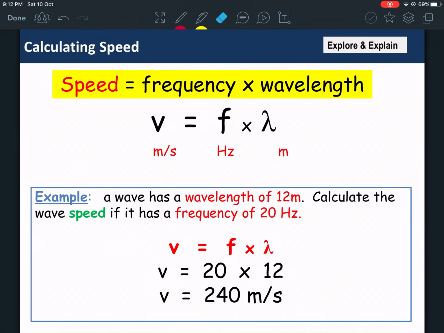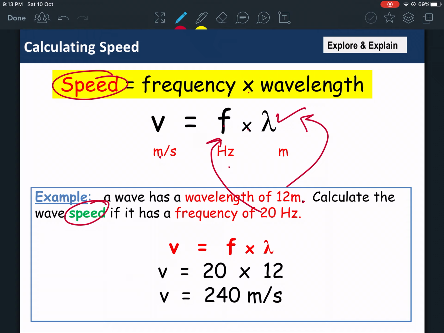So let's say I tell you to calculate speed. If I tell you to calculate speed, the formula is speed equals frequency times wavelength. So V equals F times lambda. Okay, and these are the units of measurement. This is an example of what you need to do. I tell you a wave has a wavelength of 12 meter. So now you have the wavelength, right? It's 12 meter. And I'm telling you to calculate the speed if the frequency is 20 hertz. So you have wavelength 12, frequency is 20.